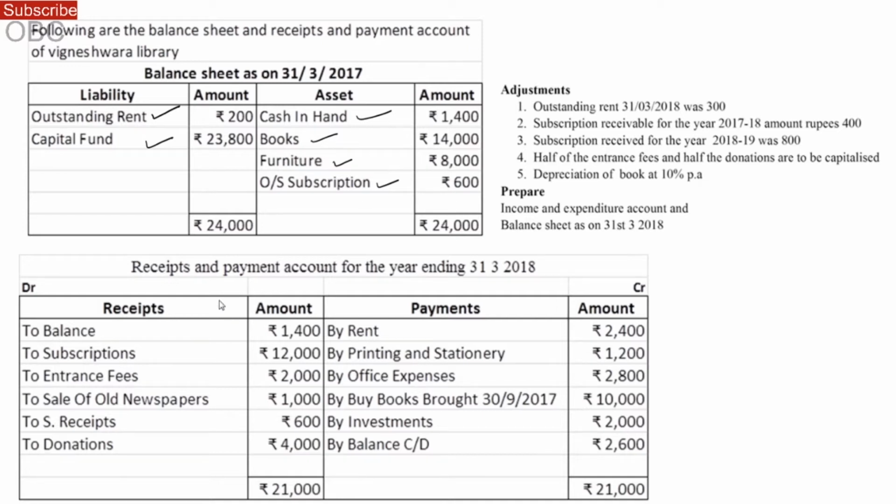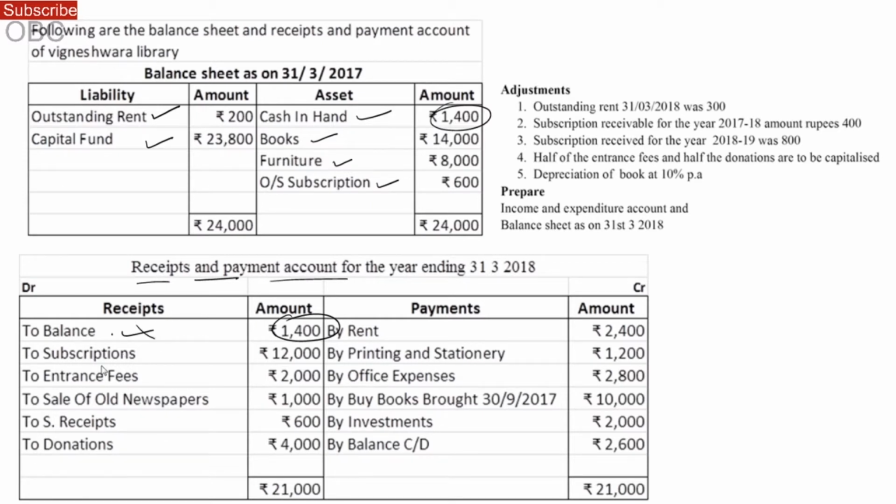Next, moving on to the receipts and payment account for the year ending 31st March 2018. So here they are given on the receipt side, to balance brought down. Like I said, cash in hand of the last year is transferred to this year's receipts and payment account as opening balance. So we should not consider that in the income and expenditure account or in the balance sheet. So we'll be ruling it out.